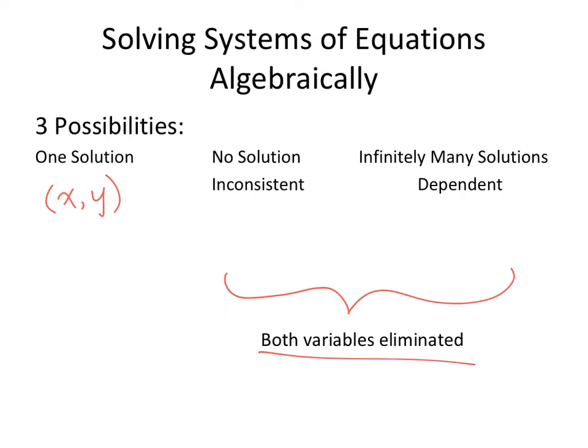If the resulting equation is true, then we have infinitely many solutions. If it is false, it'll have no solutions. We'll go into this further in the examples.